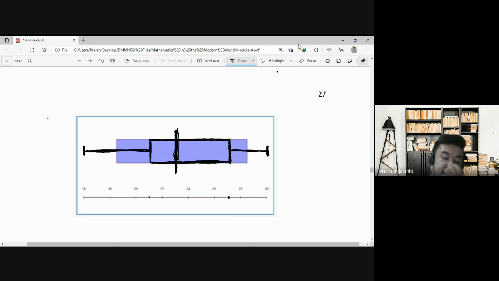So, that is the box whisker plot of our example. Yung pansin po natin is yung ginawa kong box whisker plot. So, that is how you're going to make the box whisker plot.